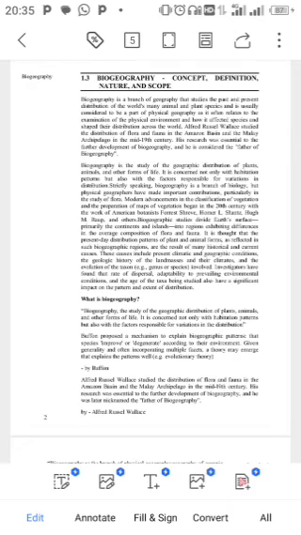Today we will learn about biogeography and its scope. Biogeography: concept, definition, nature and scope.